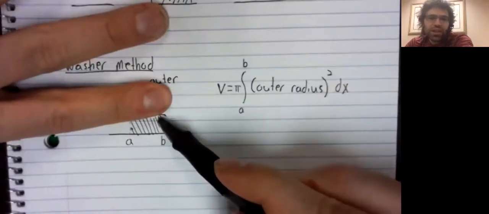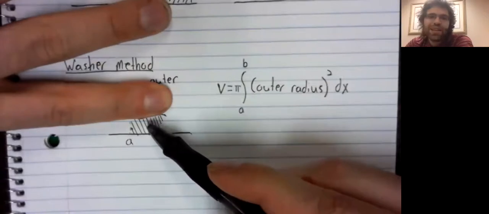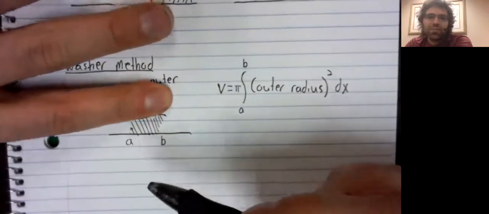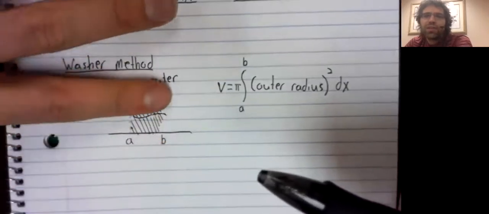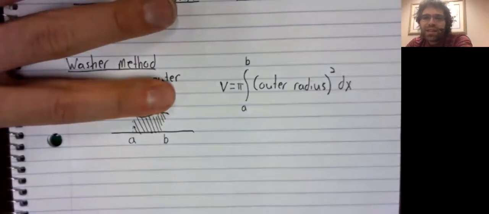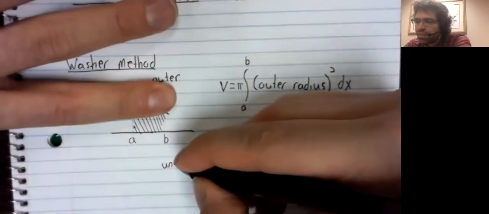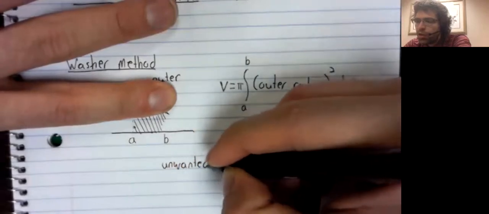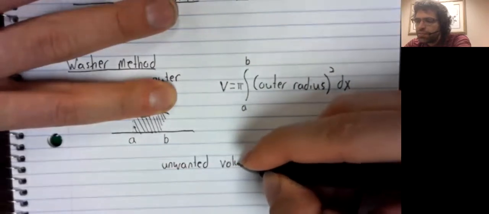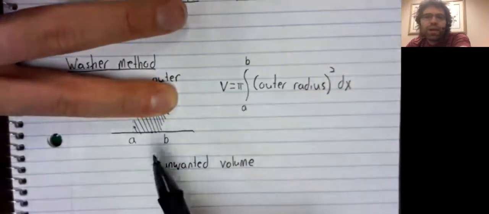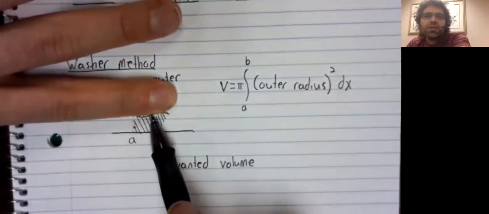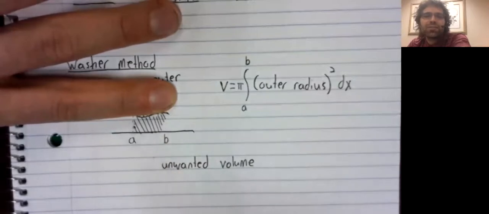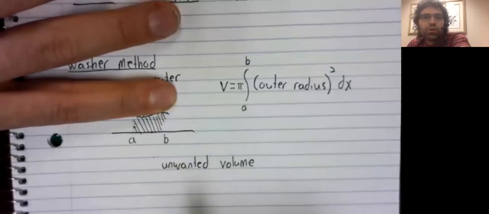took this region and rotated it around the axis. And this region we wanted to rotate around the axis. This region we didn't. So we got some unwanted volume, and the unwanted volume comes from taking this region and rotating it around the axis. And we know exactly how much unwanted volume we got.